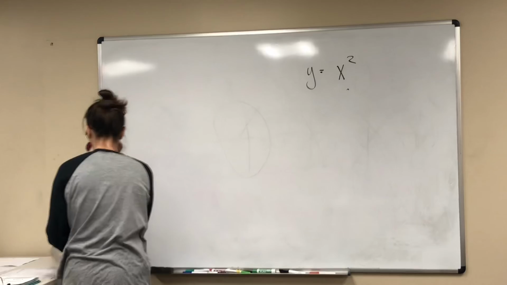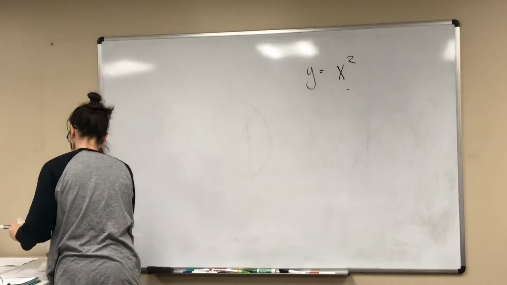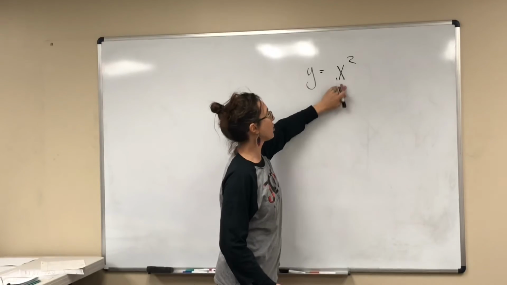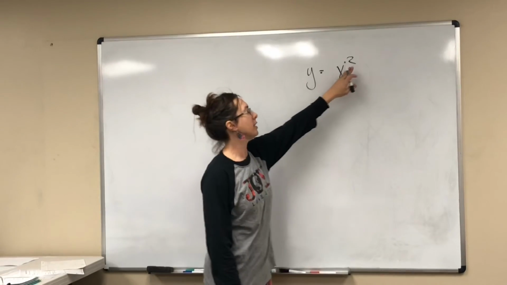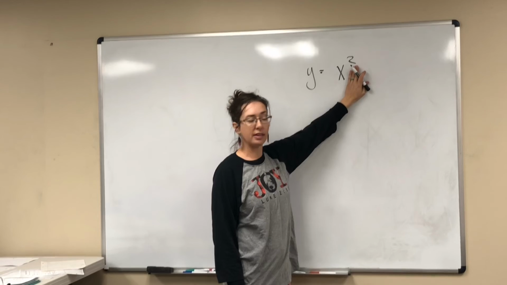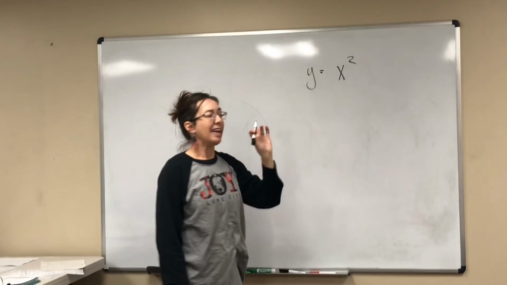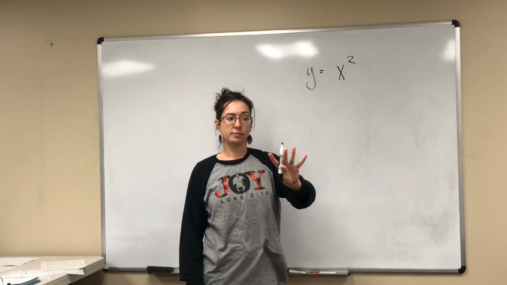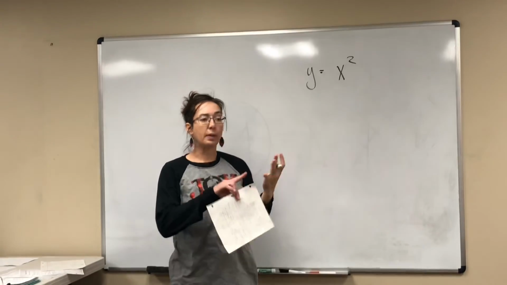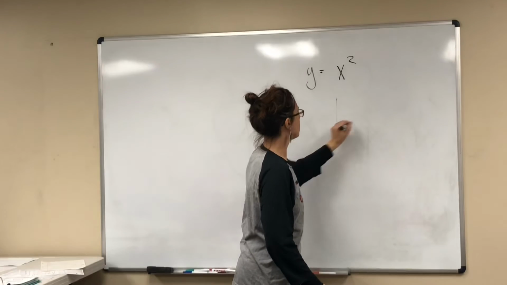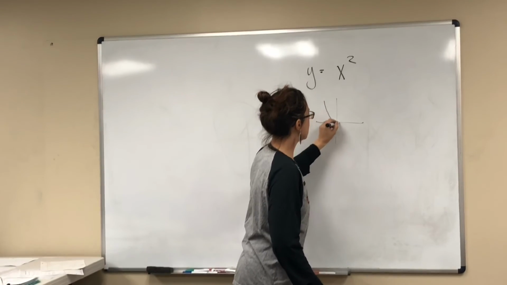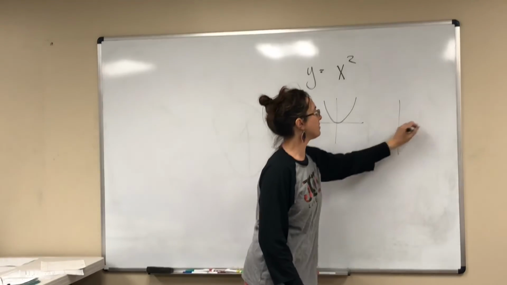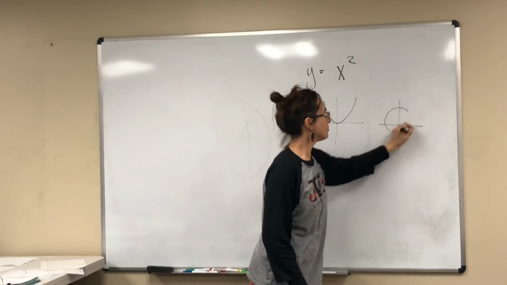Now, when we graph a second degree equation, remember second degree equation means that we've got the exponent of 2. It can be graphed in 4 different ways, okay? So it will be a parabola, which is this shape, okay? It can be graphed as a circle.